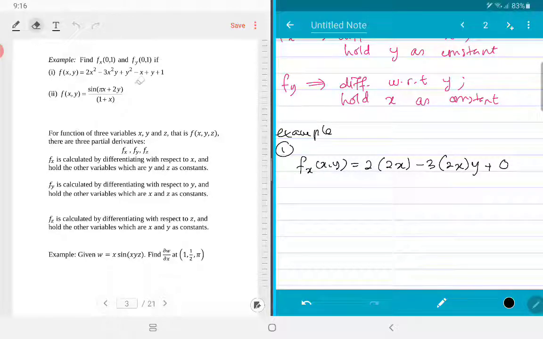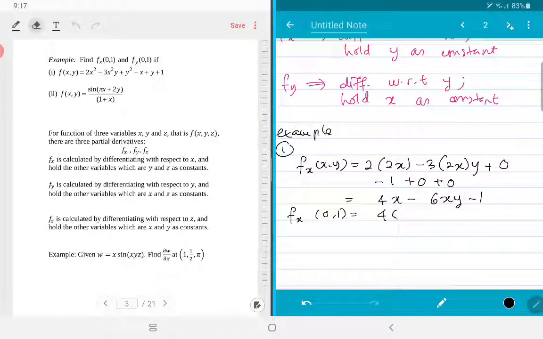The next term, we have negative x. Differentiate with respect to x, we get minus 1. The next term is y. Differentiate with respect to x. That will give us a 0 because we hold y as a constant. The next term is 1. 1 is a constant. Differentiate with respect to x. That will give us 0 as well. Simplify this, we get 4x minus 6xy minus 1. Then the value of the partial derivative at (0,1), we just replace x with 0 and y with 1, and here we get negative 1.